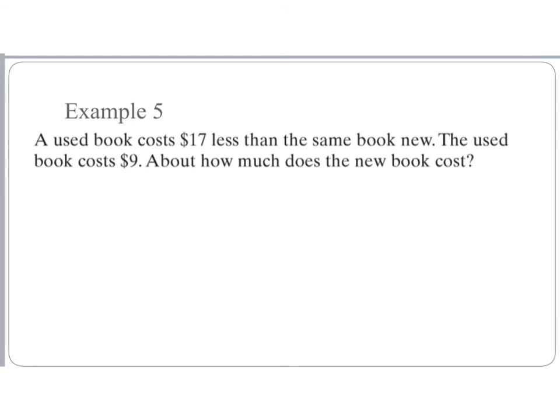For example 5, it says the used book costs $17 less than the same book new. The used book costs $9. How much does the new book cost? So a used book is $17 less than the new book. So I'm going to say B minus 17 because that's $17 less than the new book. And I know that when I find the difference, the used book is going to be $9. So to find the cost of the new book, I'm going to have to solve for B. I solve for B by undoing the minus 17, and I undo subtraction by adding 17 to both sides.